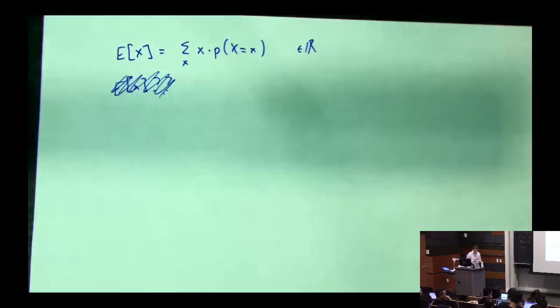The other important thing to emphasize is that this only makes sense if the values that x takes on are numerical. Right? If the values are sunny, rainy, and cloudy, you cannot take an expectation of that variable. There's no notion of sunny times 0.3 plus cloudy times 0.1, right? That doesn't compute. But if x takes on numerical values of 0, 1, 2, then you can take an expectation.